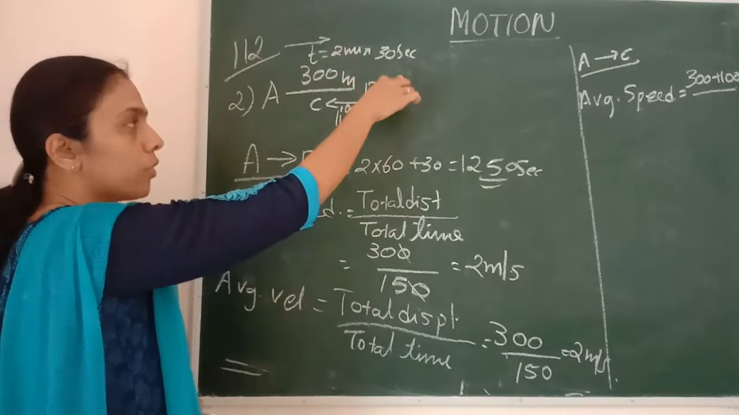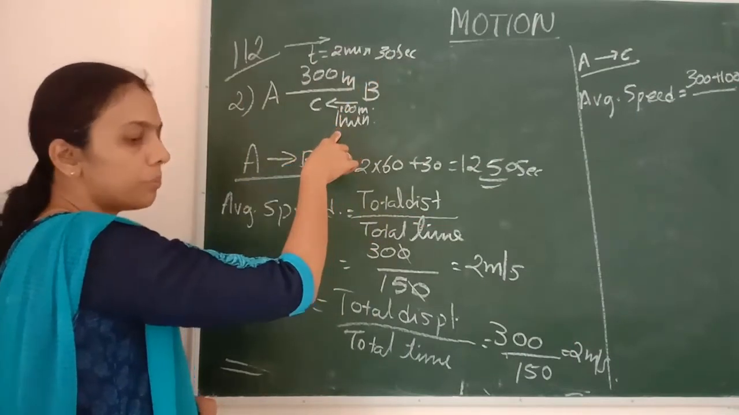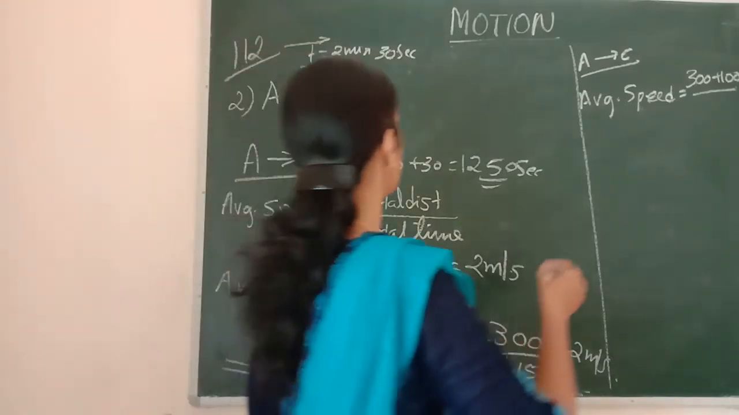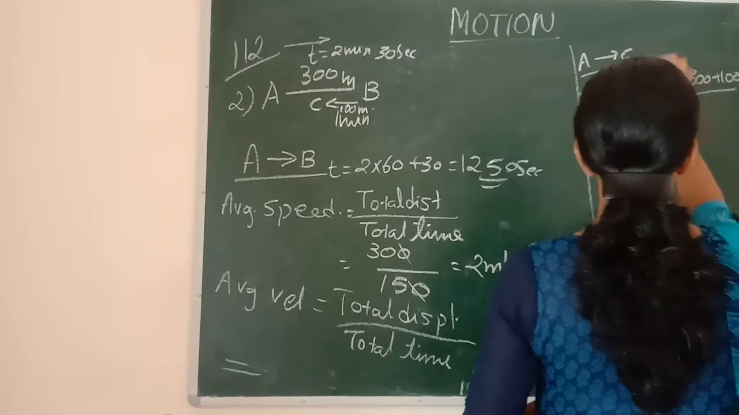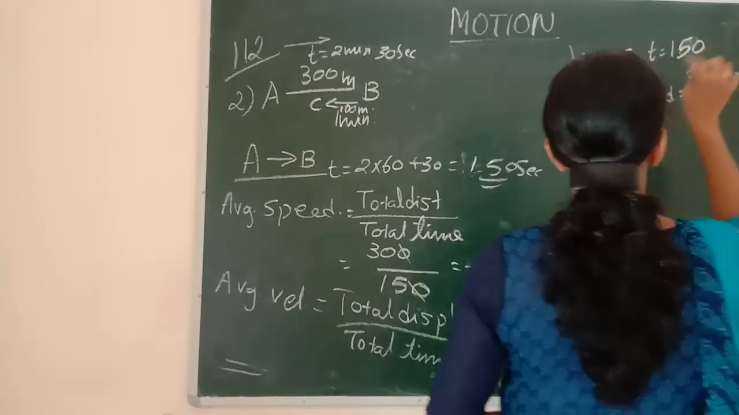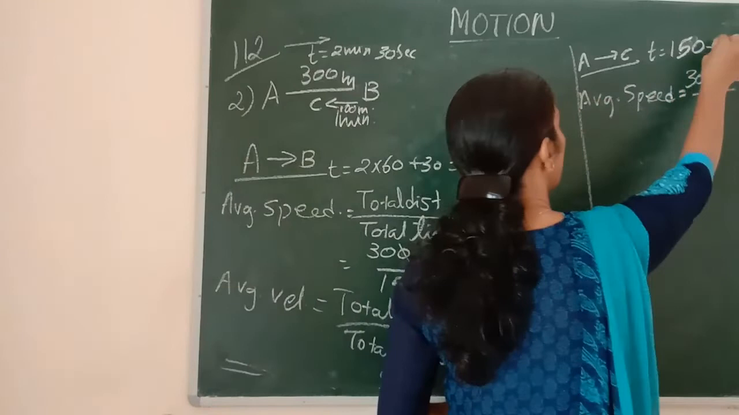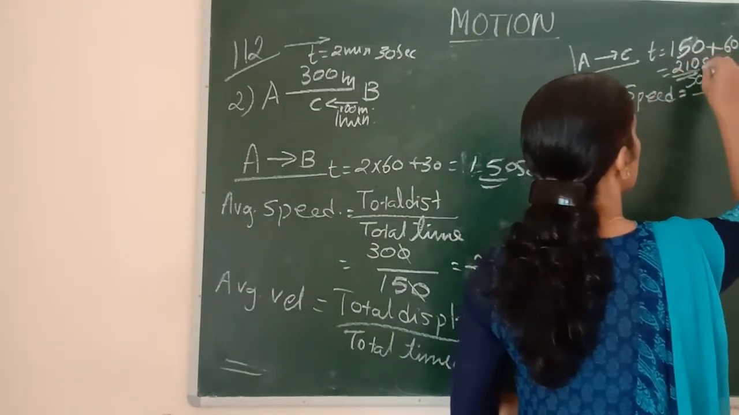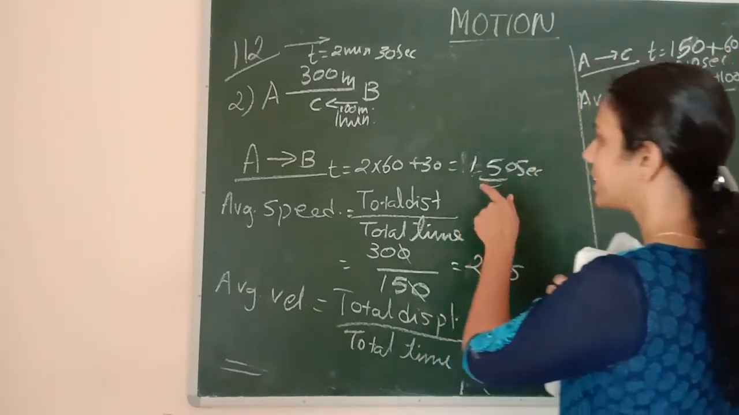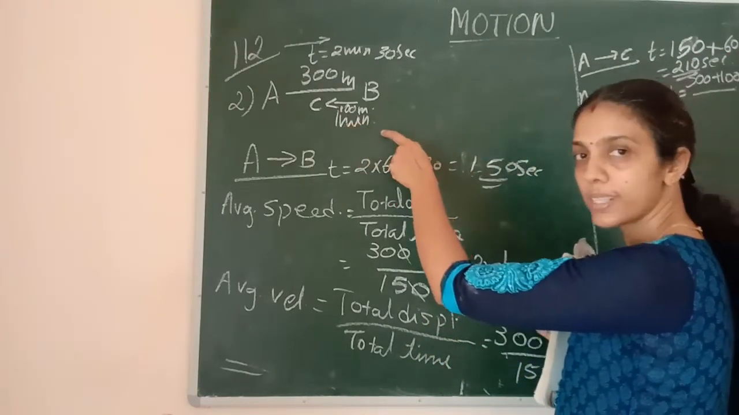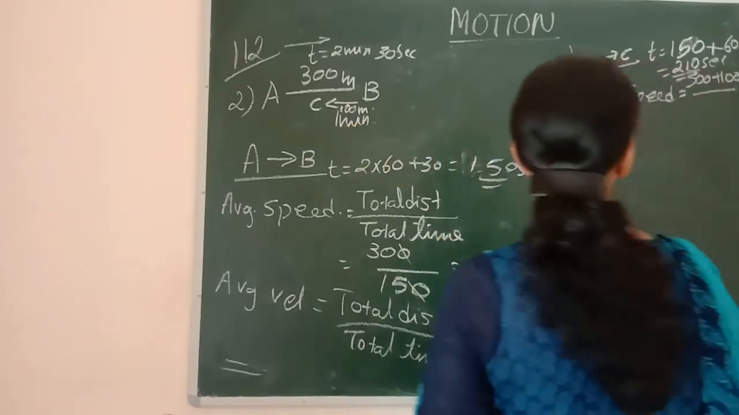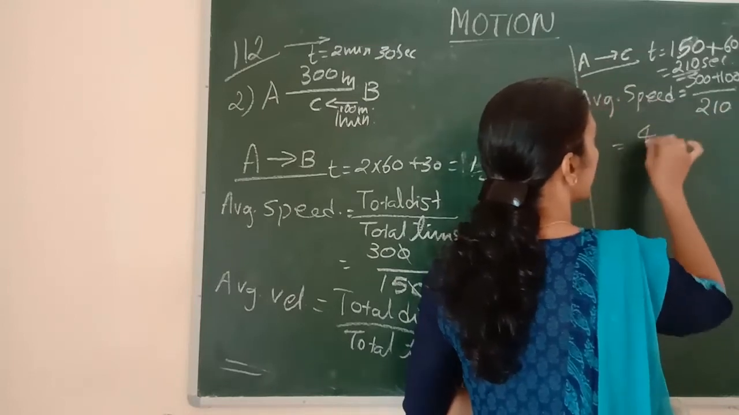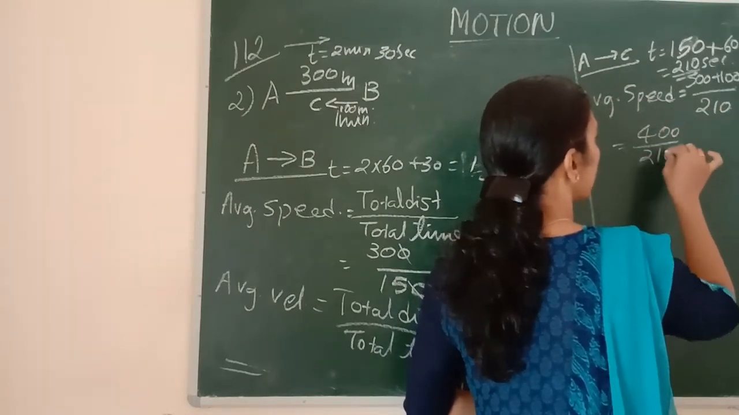150 seconds he took from A to B, and 1 more minute he took from B to C. So if he is taking 1 minute, what will be the total time? Total time is 150 plus 1 more 60. So that is 210 seconds. So 150 seconds he has already covered, along with that 1 more minute. So it is given as 210 seconds. So 400 divided by 210.